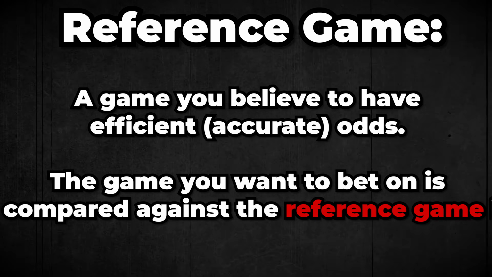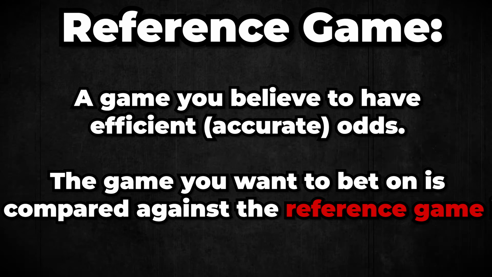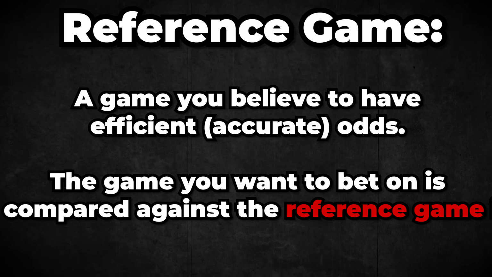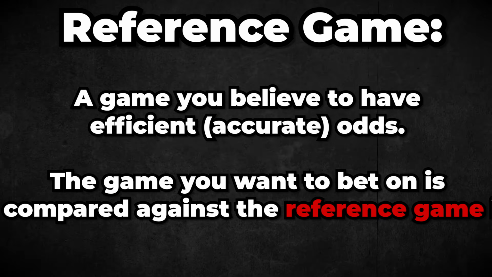So why did I think Napoli were value to back? What is it that I'm looking for to identify these potential mispricings? Essentially, I'm using the odds from previous Premier League games, a league in which I'm very familiar with, to find what I call reference games. A reference game is a past game which I believe had fairly accurate or efficient odds. I compare reference games with games I want to bet on in different leagues and competitions around the world. This all may sound a little bit strange to you, so let me explain.